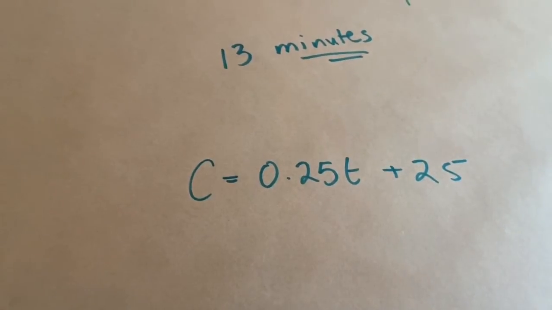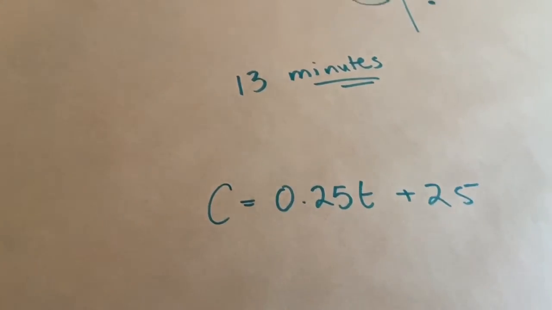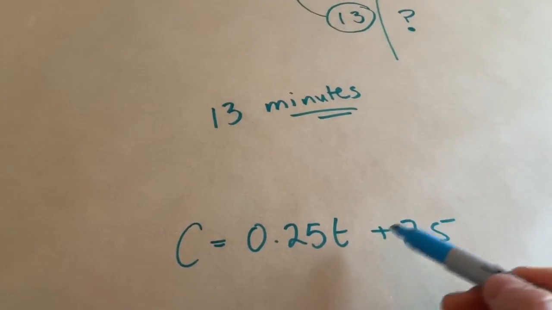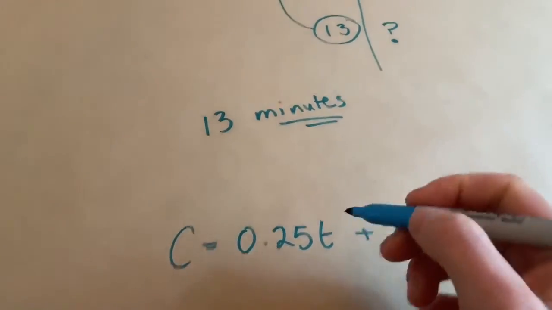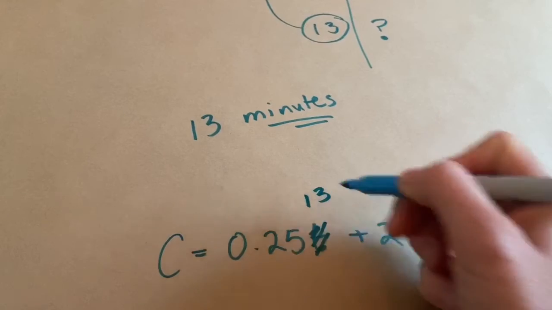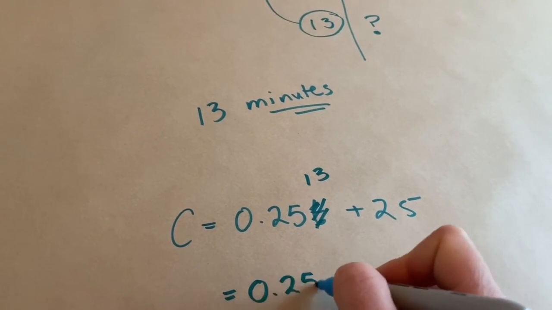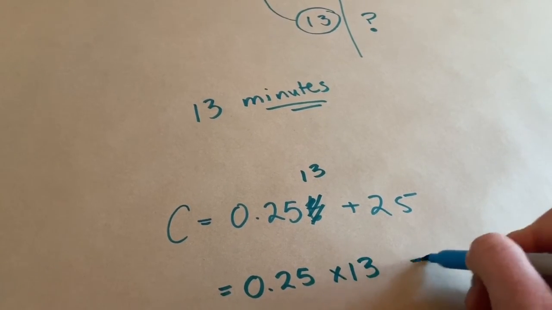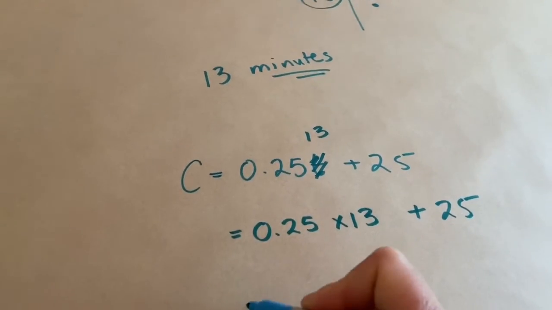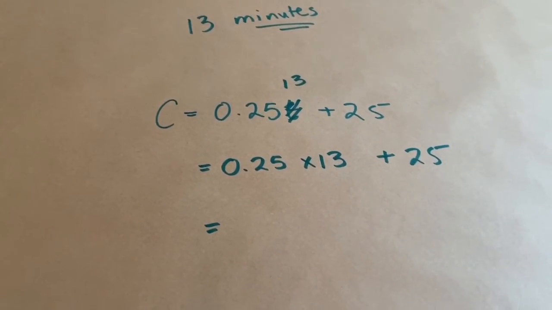Now, I just want to say this over and over. You always write down the same equation. You don't change this. You don't change this. The only thing you can do is cross off a t or cross off a c. So I'm going to cross off the t, which is equal to 13. I'm going to go 0.25 times 13, and I'm going to add 25. And I'm going to get out my calculator, and I'm going to figure out what that is equal to.